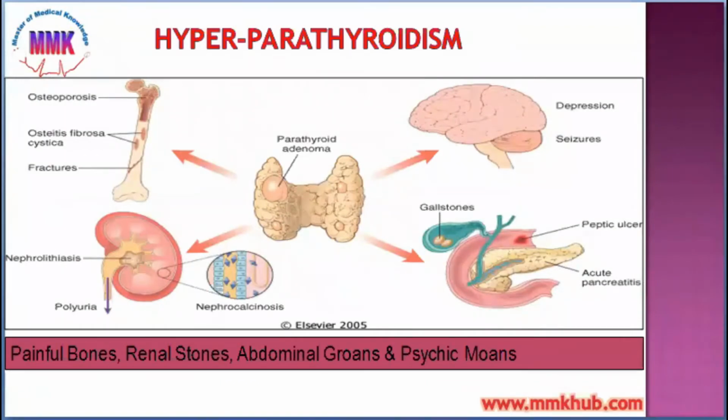What happens in hyperparathyroidism? There is a classical symptom set: bones which are painful, stones of the kidneys, abdominal groans, and psychiatric moans. So it is called bones, stones, groans, and moans. This is a classical presentation of hyperparathyroidism, and most of these symptoms are attributed to increased calcium levels. This picture summarizes all these features, and we should memorize them because most patients present with these conditions, and the association of these symptoms may help us to diagnose the condition of the patient.